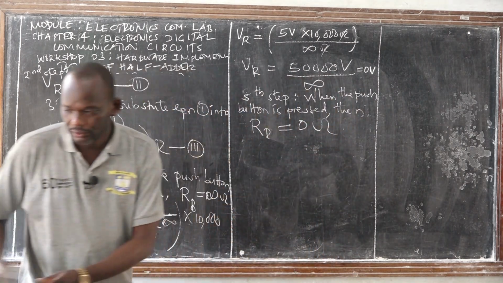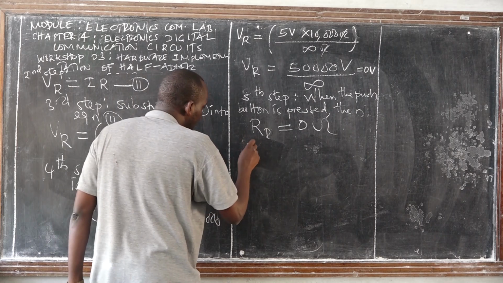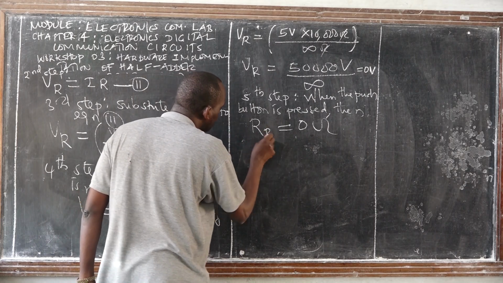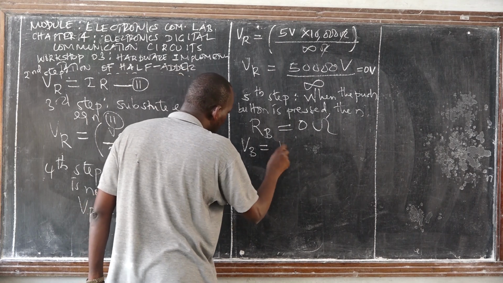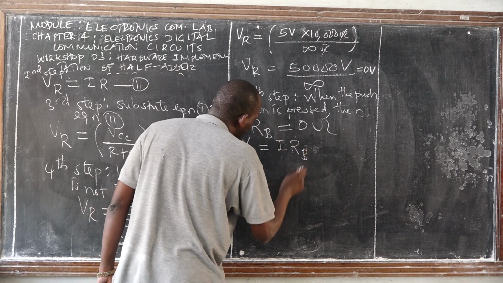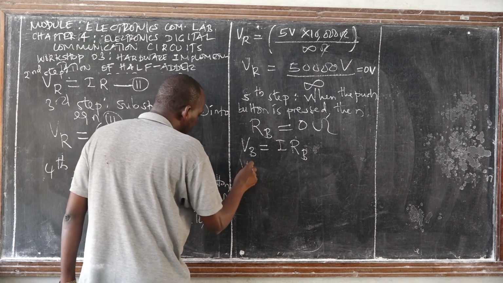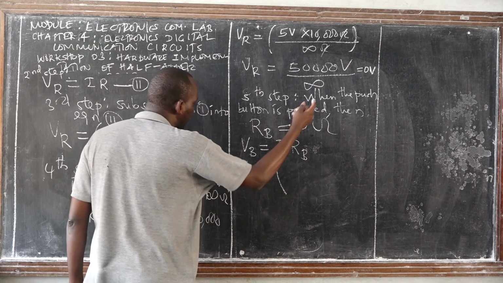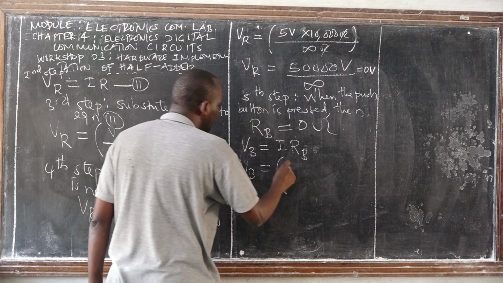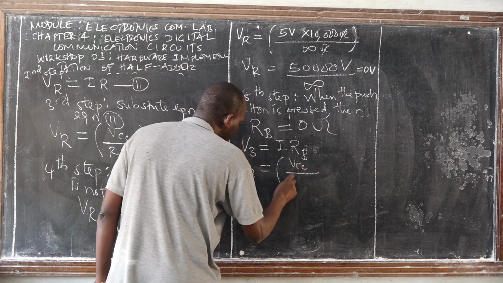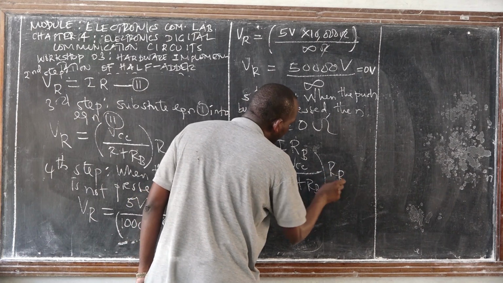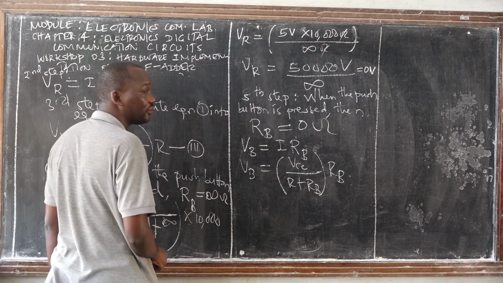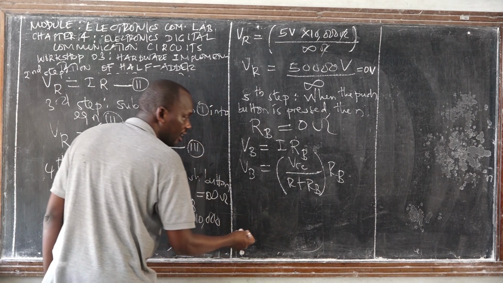It's simple. If you want to calculate the voltage across the push button, it will be current times the resistance of the push button. Then we substitute the equation of the current, which was equation 1. This is equal to VCC over resistance plus resistance of the push button, times resistance of the push button. Are we together?